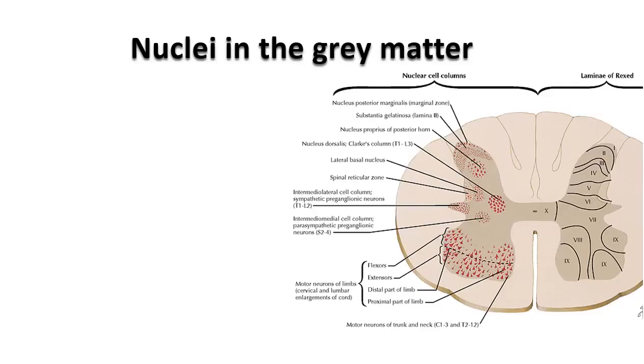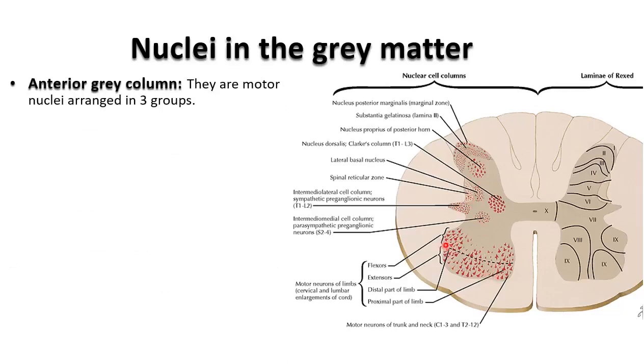Now, coming to the nuclei of the gray matter. With respect to the nuclei of the gray matter, you have nuclei of the ventral horn, nuclei of the lateral horn and nuclei of the posterior horn. Nuclei of the ventral horn are present in three groups: medial, intermediate and lateral. Whatever the gray matter neurons, they are aggregated collections of neurons which we call nuclei. In the ventral horn you have the medial, intermediate and lateral groups of neurons. You are able to see that.